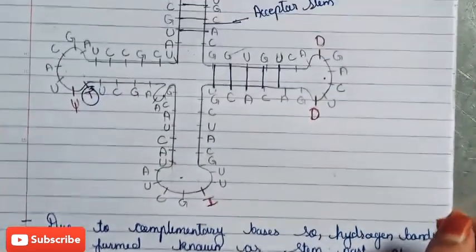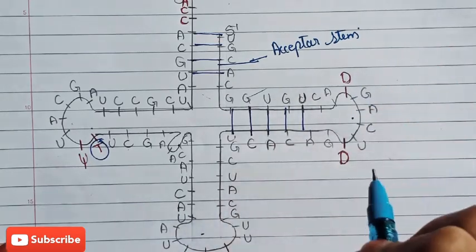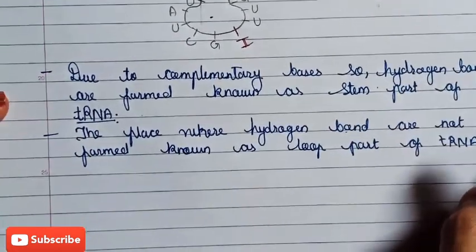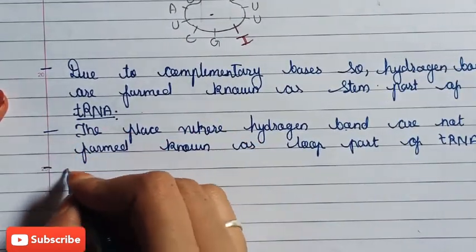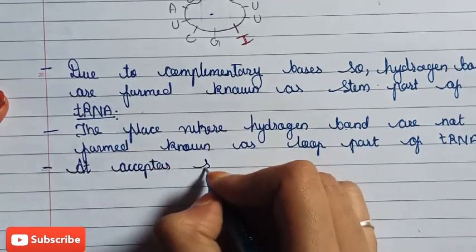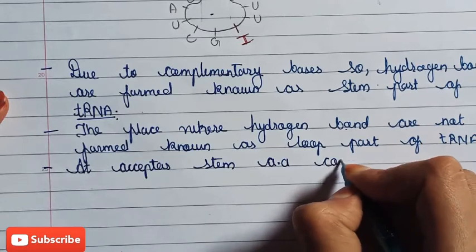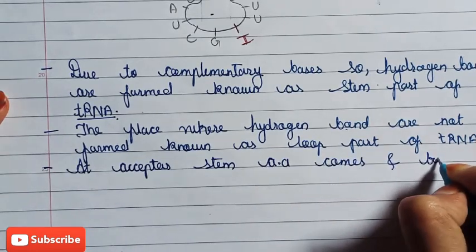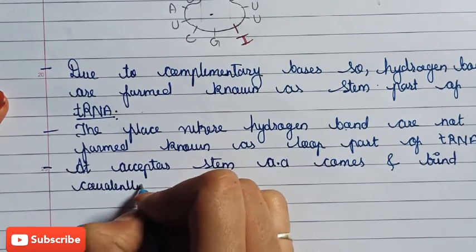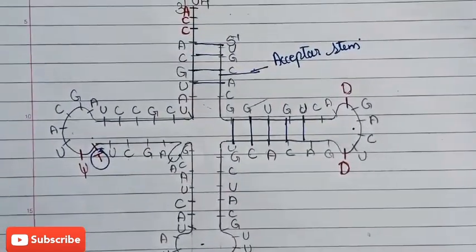Now we know that it is an acceptor stem where the amino acid comes and binds at OH, forming a covalent bond. So we will write here: at the acceptor stem, the amino acid comes and binds covalently.